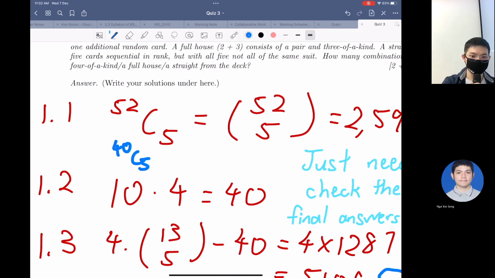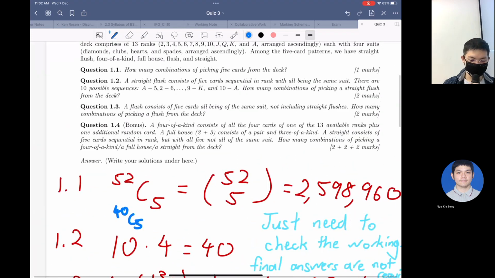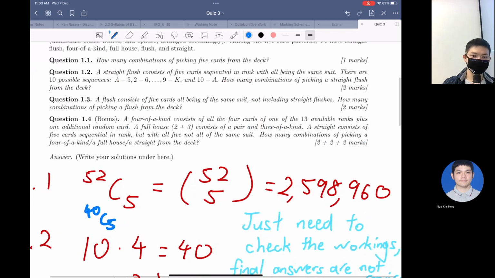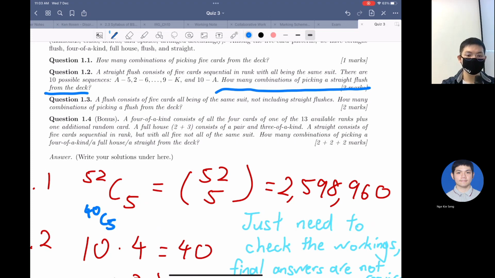Can you explain why you want to take 40 C5? What is 40? 40 is the total number of straight flushes. Oh, wait. The question is asking you to find the number of straight flushes, right? So why is it 40 C5? Why is it 10 by 4?